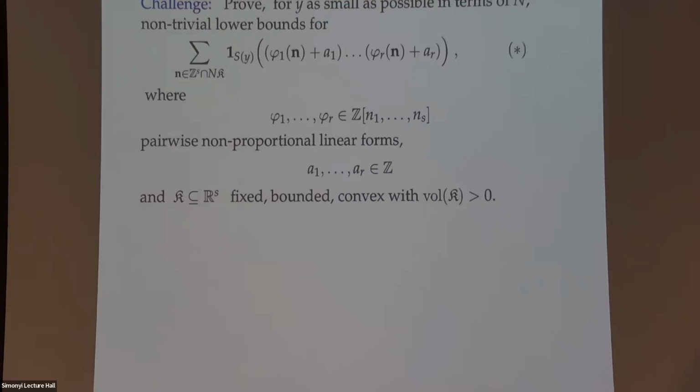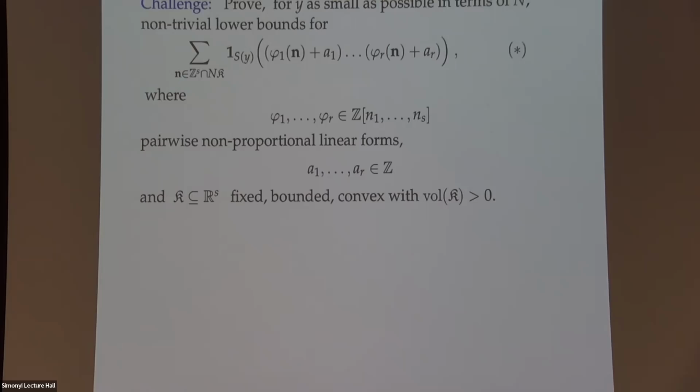So I would like to understand if I can get non-trivial lower bounds on the frequency with which this system of linear polynomials takes y-smooth values as the variables are bounded above by something in terms of n. That's the overarching goal.